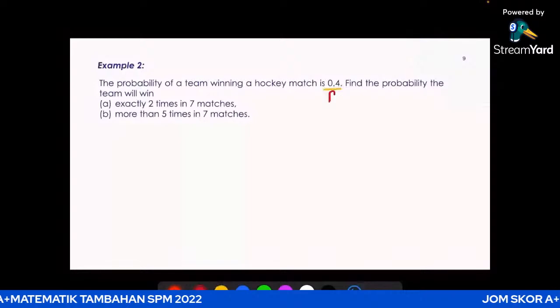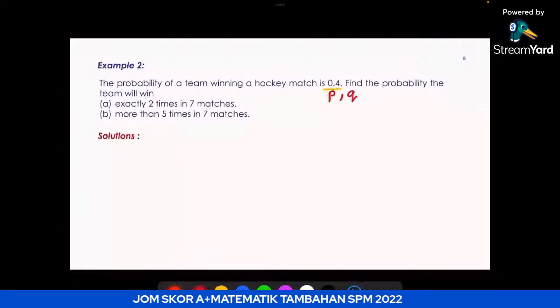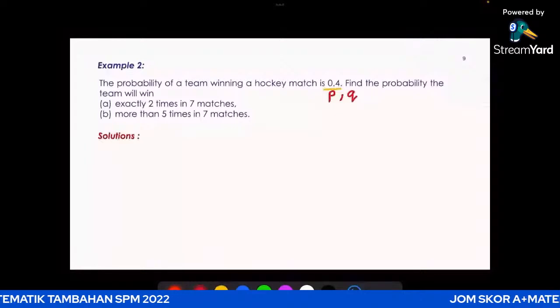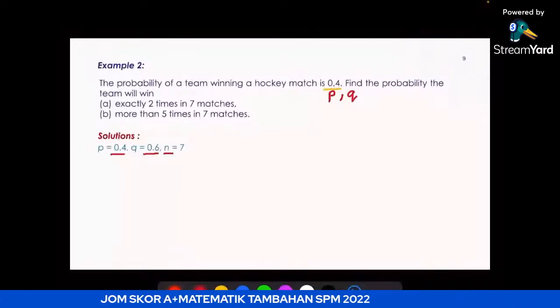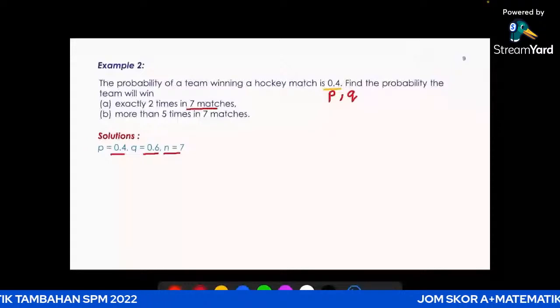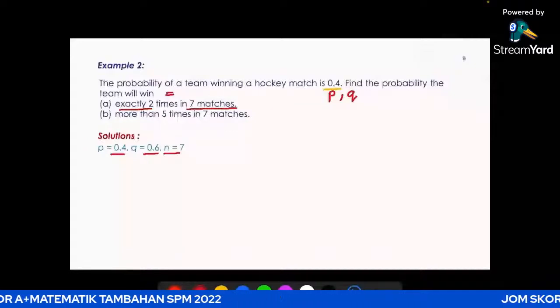So kita dah tahu what is p, and definitely kita akan tahu what is q. From here, kita boleh nampak p is equal to 0.4, q is 0.6 because p plus q is 1. So n is equal to 7, for 7 matches. Now dia kata exactly 2 times. Apa maksud exactly ini adalah, exactly is actually equal to 2. P(X = 2).